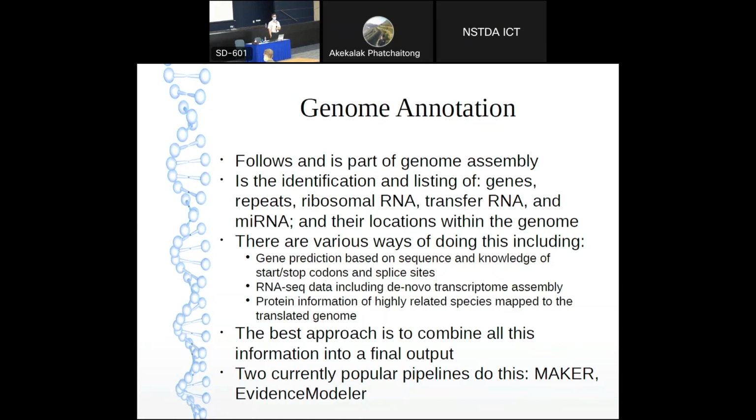Including gene prediction based on sequence and knowledge of start-stop codons and splice sites, RNA sequence data, including de novo transcriptome assembly, and protein information of highly related species mapped to the translated genome that we just assembled. And the best approach is to combine all of these methods into a single output. And there are two currently popular pipelines to do this called Maker and Evidence Modeler. And my lab uses Evidence Modeler.